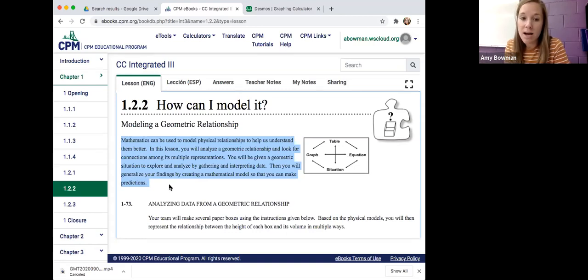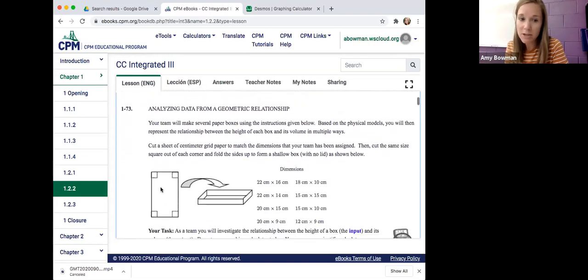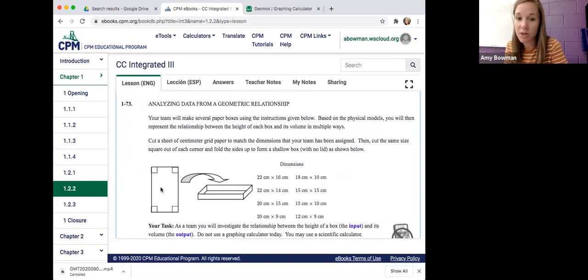so that you can use that equation to make predictions about different scenarios. So what we're gonna do, I'm gonna walk through problem 73 with you guys and have you follow along and show the same work that I work through on this resource page. So obviously it refers to your team. It's not gonna be your team since you're just following along with me, but we're gonna make several paper boxes, and based on the physical models, we will then represent the relationship between height of a box and its volume. So that's the big idea here.